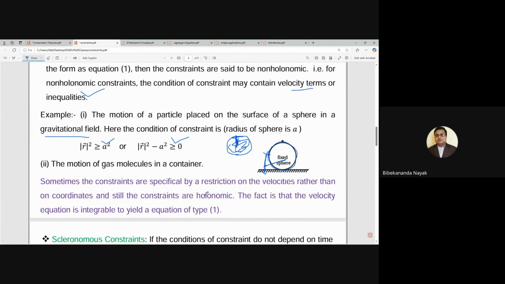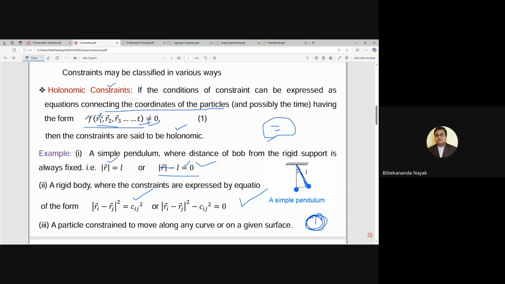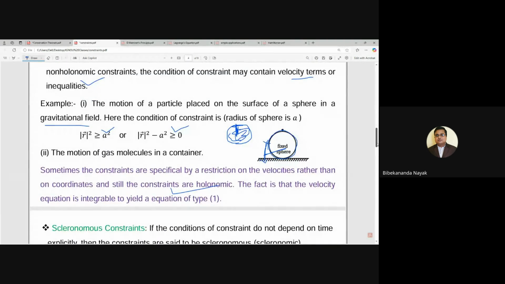Sometimes the constraints are specified by restrictions on the velocities rather than on coordinates, and still the constraints are holonomic. The fact is that the velocity equation is integrable to yield an equation of coordinates and time. Sometimes in the direct equation there is a velocity term, but by integrating that we can get an equation like this. We call it a holonomic constraint. Just like the rolling motion of a cylinder on an inclined plane, that type of motion. Okay.